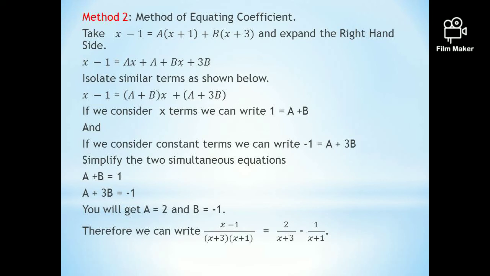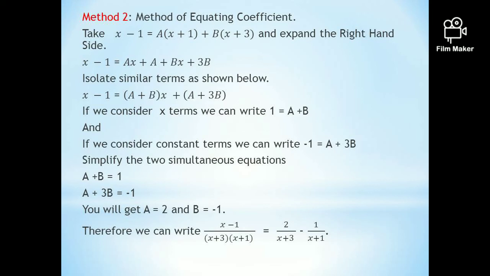If you remove the brackets, you will get a times x plus 1 as ax plus a, and b times x plus 3 as bx plus 3b. Therefore, you can write x minus 1 equals ax plus a plus bx plus 3b. Then you collect the x terms and constant terms separately. You will get a plus b times x plus a plus 3b on the right hand side, and the left hand side becomes x minus 1.